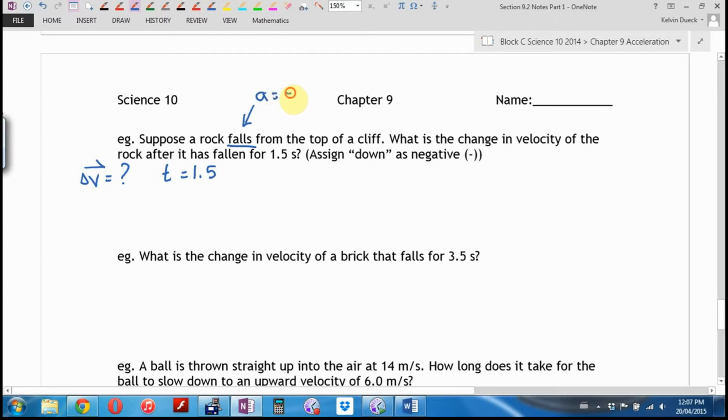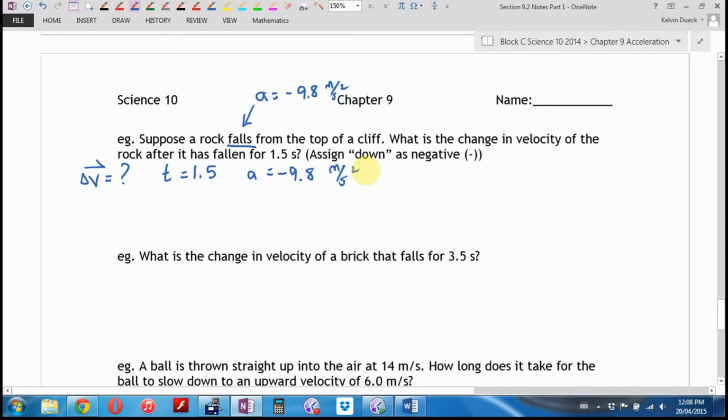So, negative 9.8 meters per second squared. That's the acceleration. So please tell me, on the formula sheet, is there a change in velocity equation that has an a and a t next to it?